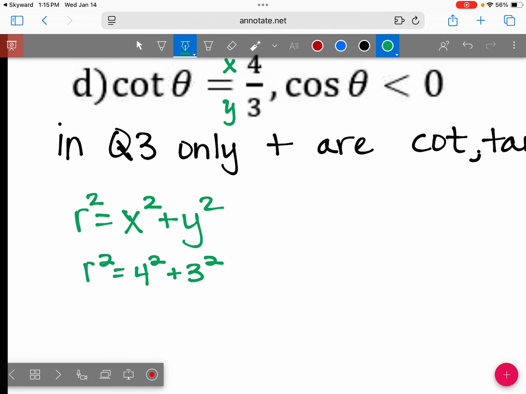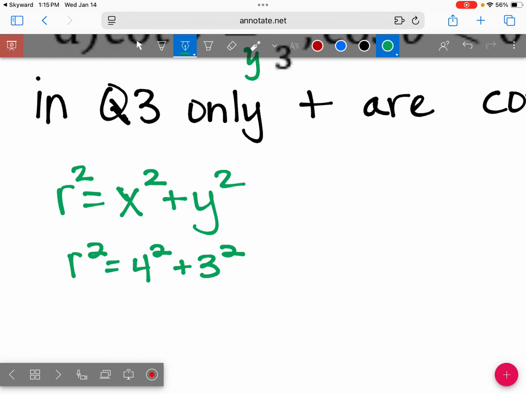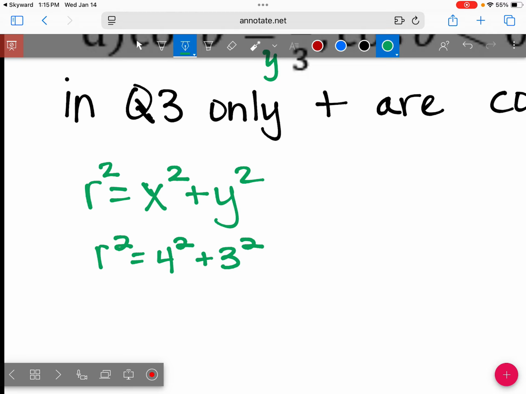Now this is a Pythagorean triple. So if you recognize that it's a triple and you don't need to do this, I understand because this is a very common triple. So take a couple minutes and solve that for r.